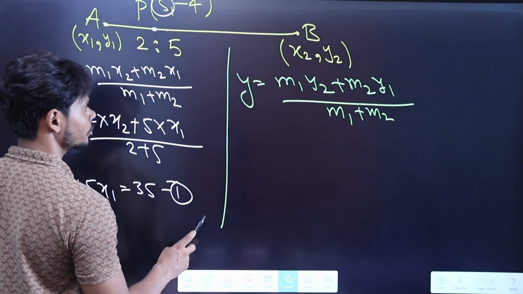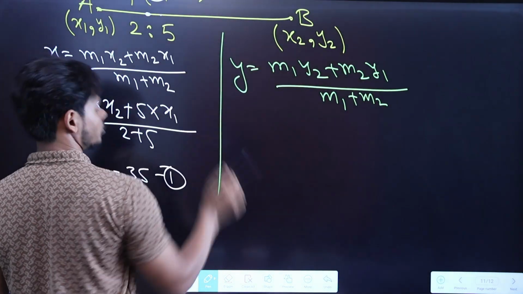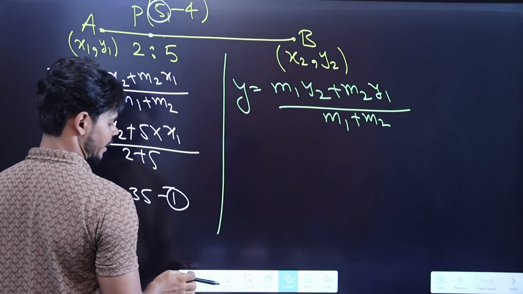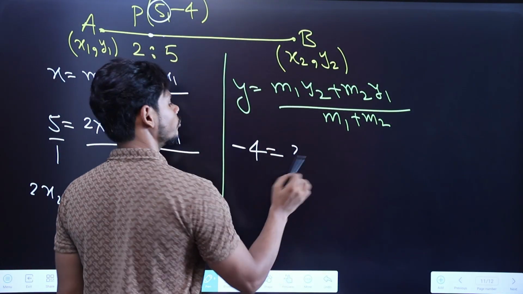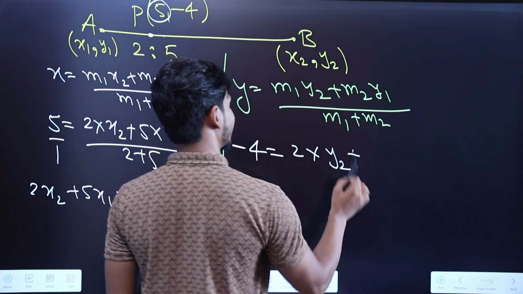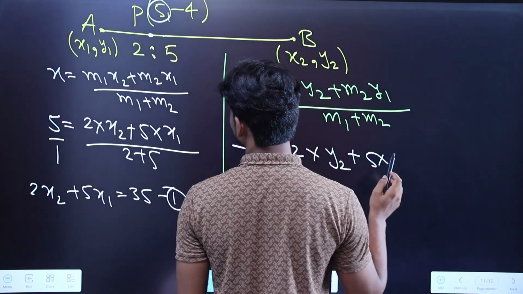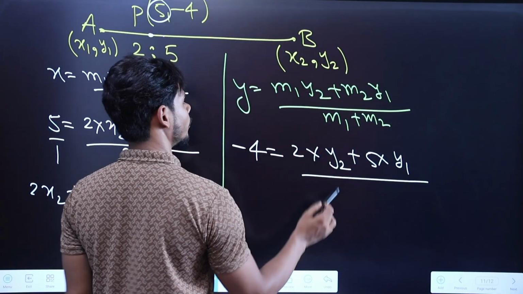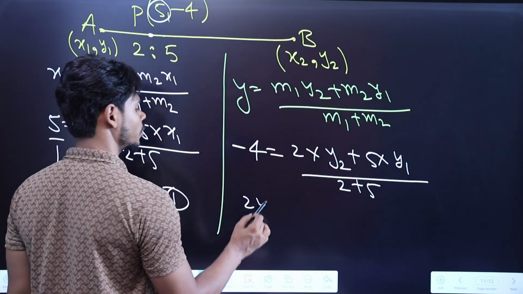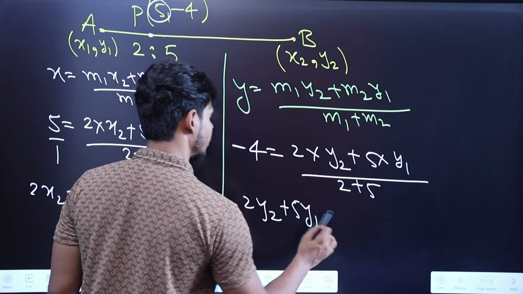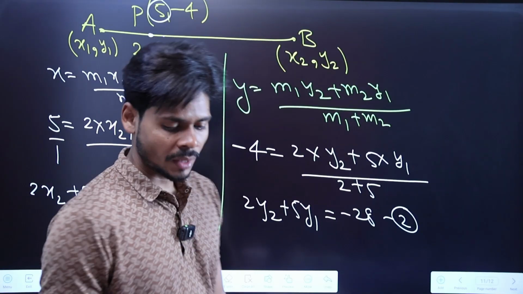Okay, so let's substitute the values. y is negative 4, is equal to m1, which is 2, into y2, plus m2, which is 5, into y1, upon m1 plus m2, which is 2 plus 5, which is 7. So if I cross multiply, I will get 2y2 + 5y1 is equal to 5 into 7, negative of 28. Let's say this is the second equation.